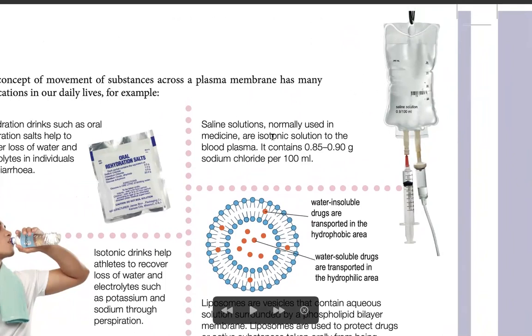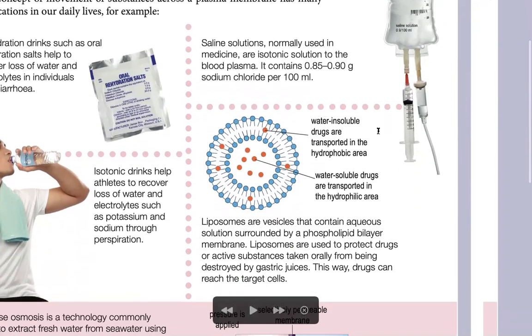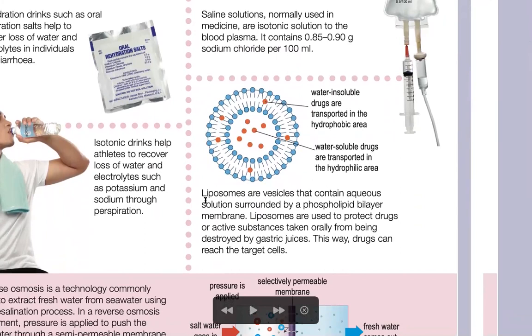Okay, so saline solution normally used in the medicine, okay, are isotonic to the blood plasma. So it contain, ni concentration dia ni. Maksudnya this is the concentration of sodium chloride. Sodium chloride ni garam. Okay, yang mana dia mempunyai kepekatan yang sama seperti darah kita. Okay, yang ni banyak jumpa kat hospital. And the last one, ni apa tengok.